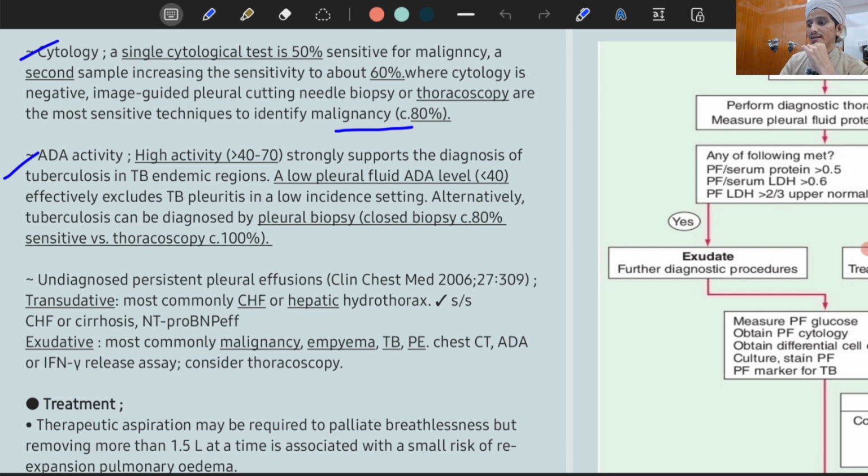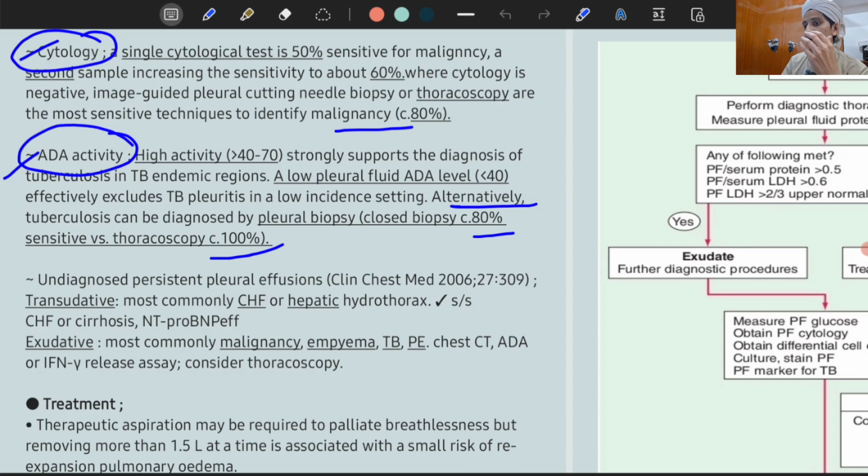Alternatively, tuberculosis can be diagnosed by pleural biopsy. Closed biopsy has a sensitivity of 80%, whereas thoracoscopy, meaning open biopsy, has a sensitivity of 100%. So cytology will do and ADA will do.